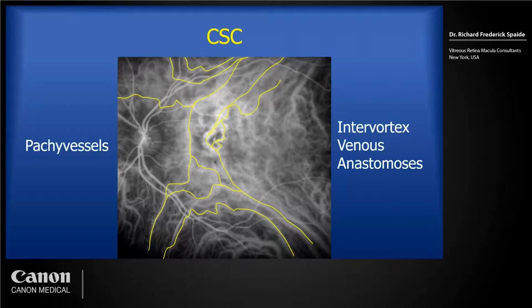Now, if we did a horizontal B-scan across the macula, we would see large vessels. Maybe some people would call these pachyvessels, I don't know. But I think what people were talking about when they're talking about pachyvessels were actually these anastomotic vessels.